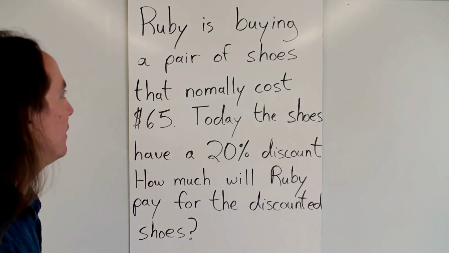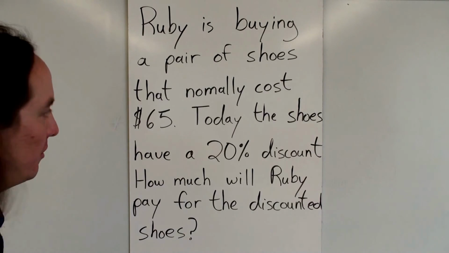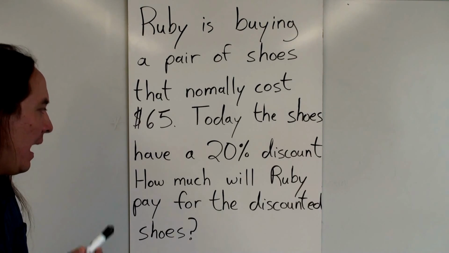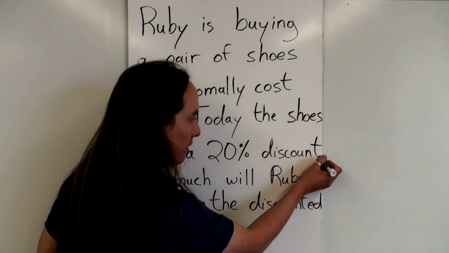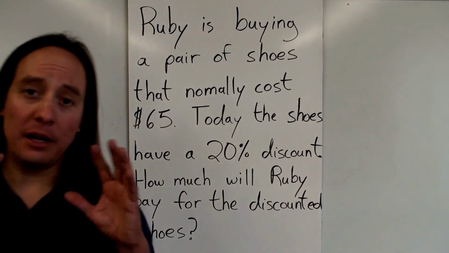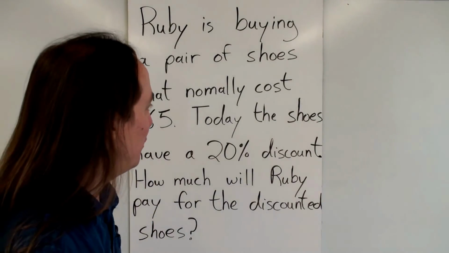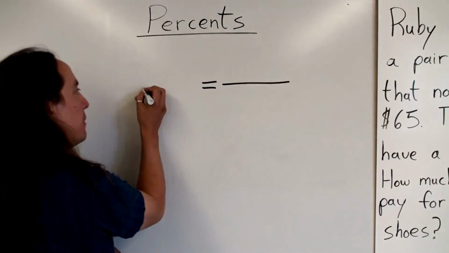All right, so let's see. I'll read it here. It says, Ruby is buying a pair of shoes that normally cost $65. Today the shoes have a 20% discount. How much will Ruby pay for the discounted shoes? And there should be a period over here. Anyway, how much will Ruby pay for the discounted shoes? Go ahead and pause the video now and try it out. Okay, I'm going to go ahead and do it. So again, I'm going to set up my proportion.